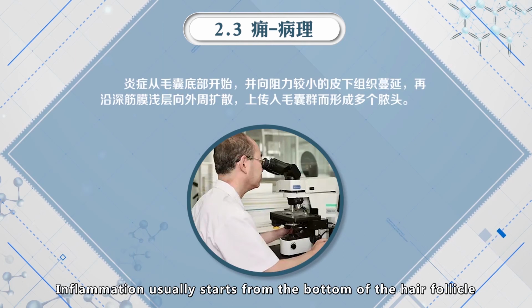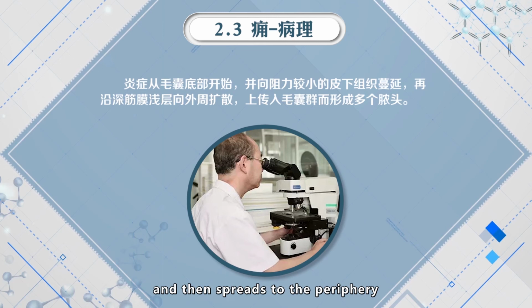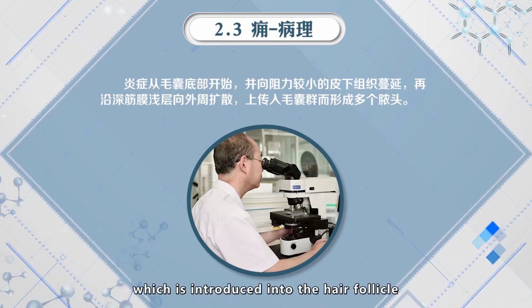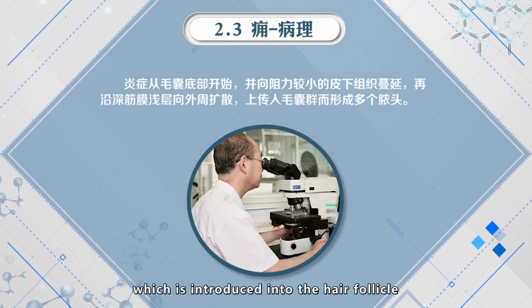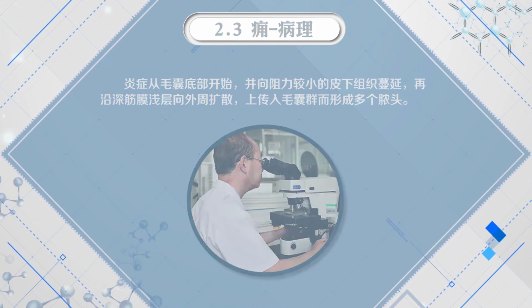Inflammation usually starts from the bottom of the hair follicle and spreads to the subcutaneous tissues with less resistance, and then spreads to the periphery along the superficial layer of deep fascia, which is introduced into the hair follicle group to form multiple pus heads.